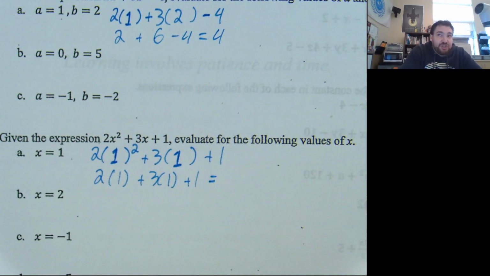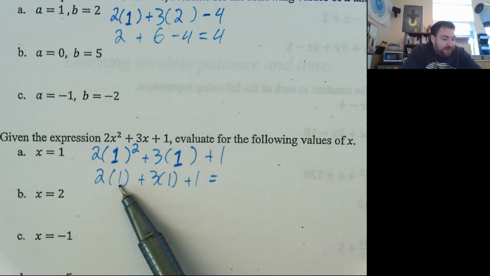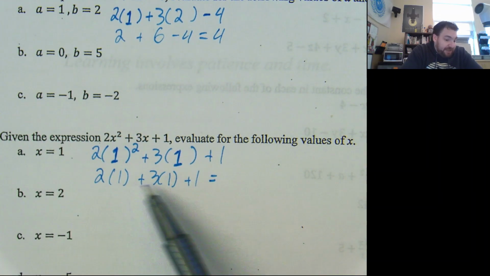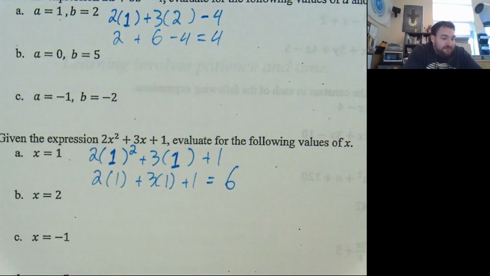Now, as far as showing me your work, that's good enough. We can now just go ahead and do this. 2 times 1 is? Plus 3 times 1. 3 times 1 is 3. 2 plus 3 is? Plus 1 is? 6.